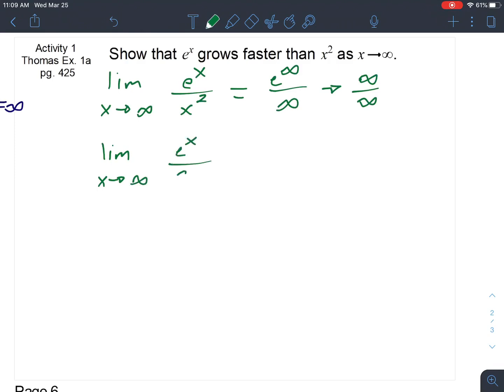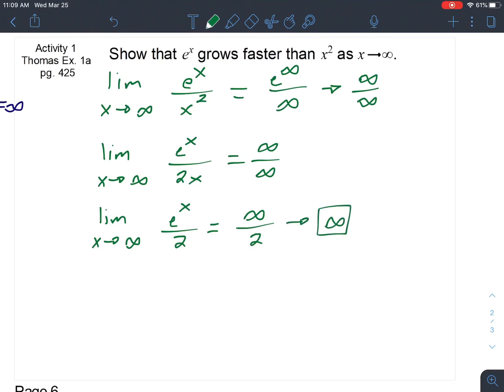Derivative of the top is going to be e to the x. The bottom is going to be 2x. When we put in infinity, we once again get infinity over infinity. We need to do L'Hopital's again. Still e to the x on top. On the bottom now we get 2. And therefore, we show that we get infinity over 2. And we can get infinity. So yes, you could either write e to the x equals little o of x squared, or yes, e to the x grows faster.